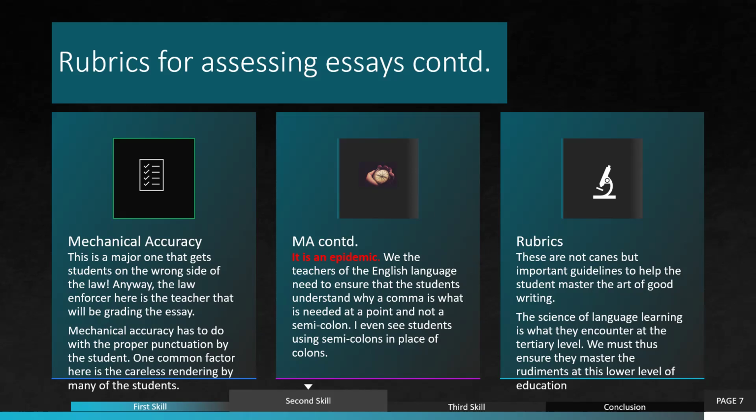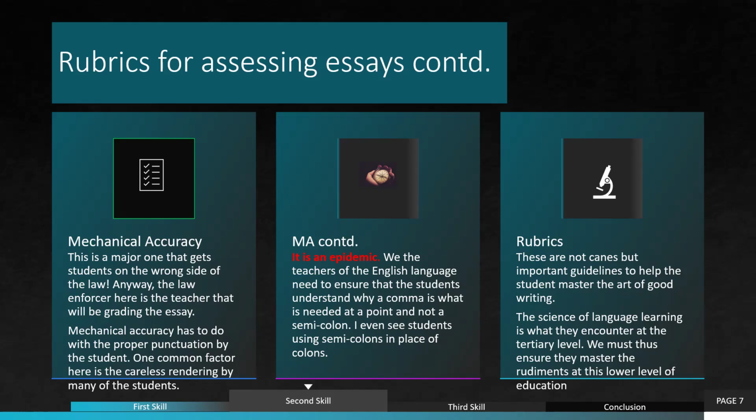I'll come to that. One common factor here is careless rendering. Many students tend to be careless. I was still looking at this person's work and I saw that everybody knows what to italicize in a reference: the book titles or journal titles. But this person was busy italicizing the publisher. So there's a major problem, and for the level and the class that one was thinking this is for, it is an epidemic.